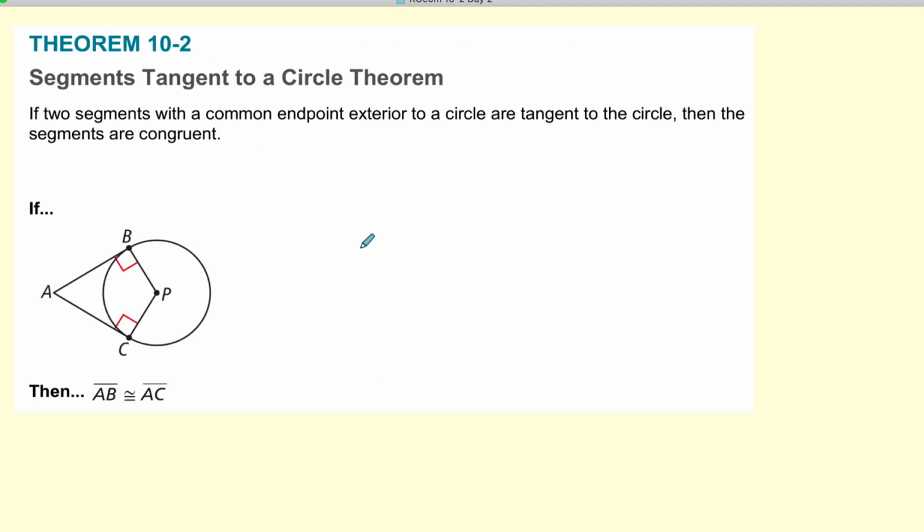So that's what we call the segment tangents to a circle theorem. So these are tangents, and whenever you have tangents from the same point right here, then the conclusion is that these tangent segments will be congruent.